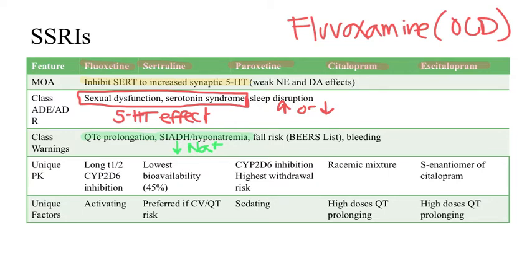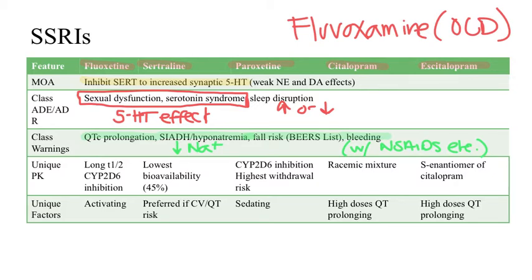SSRIs are also included on the Beers list because of their increased risk of falls they produce, especially the more sedating SSRIs like paroxetine. And finally, when used in combination with NSAIDs, anticoagulants, or antiplatelet agents, they can increase the risk of bleeding. There are some unique features of each of these drugs that I will go through now.